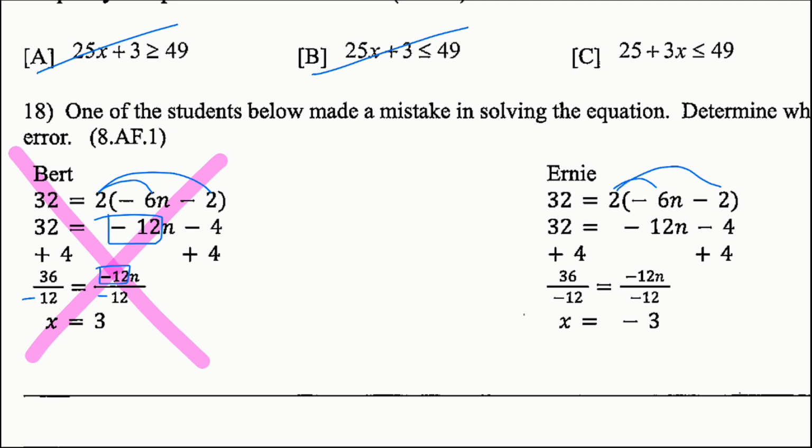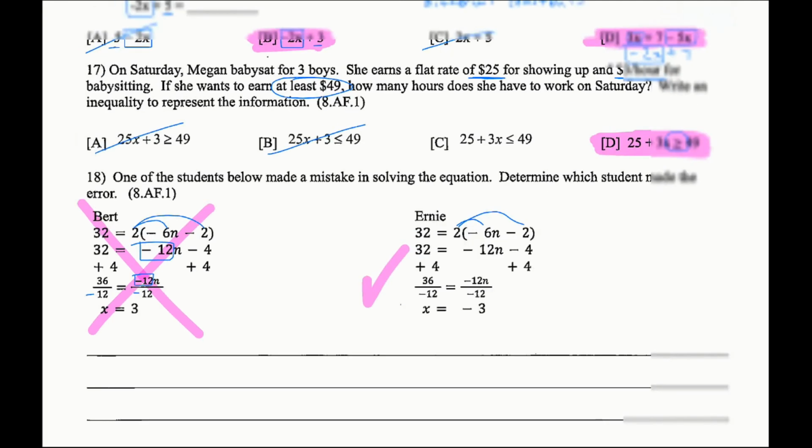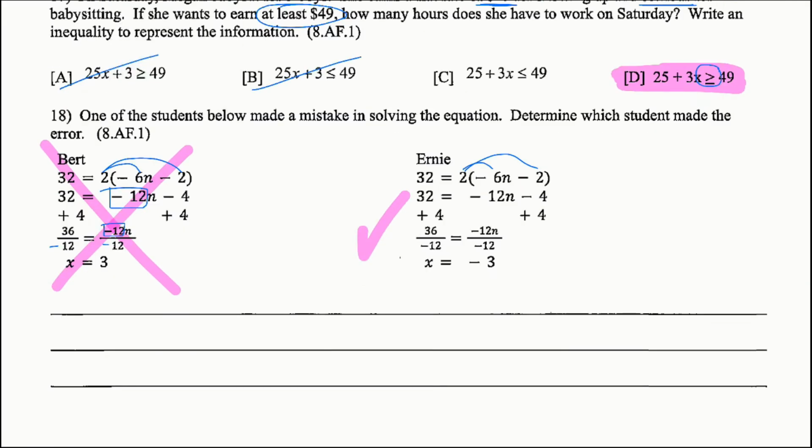When you add the 4, you still get the 36 equals -12n on the left side, but notice how Ernie divides by the coefficient, which is negative 12. Okay, it's negative 12, meaning your solution should be negative 3. So Ernie's correct. Okay, so that's 18. Few more for you here.